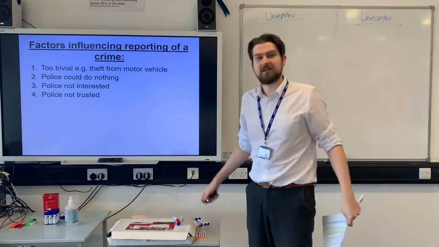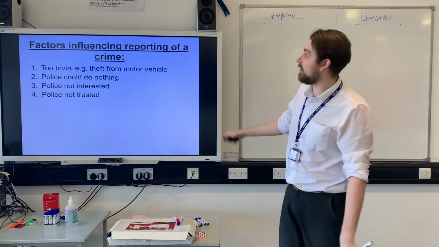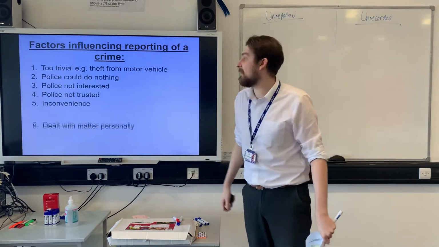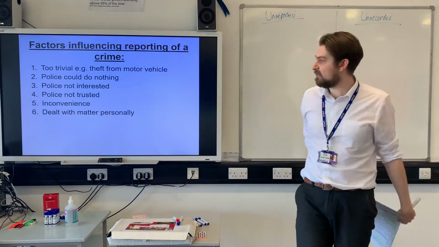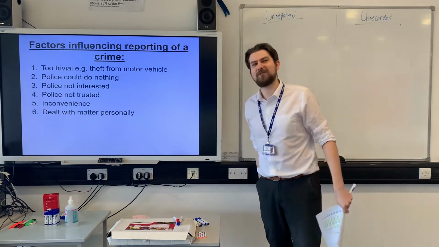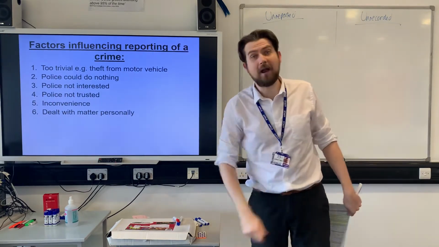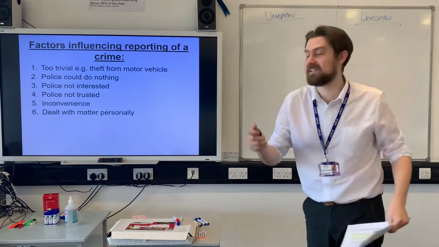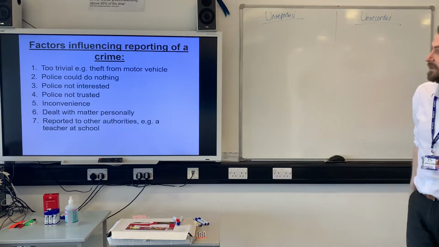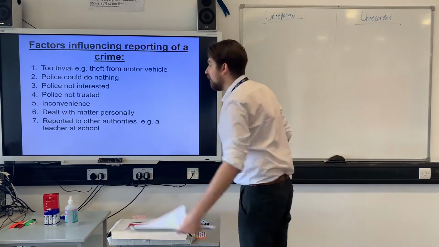You might not trust the police. That's certainly a reason why you might not get them involved. It might be inconvenience, it might be hassle. Here's another one, you might want to deal with it personally. You know the person who smashed up your window, you're going to go and sort that out yourself. Not a very sensible thing to do, but could be a reason. It's been reported to other authorities.